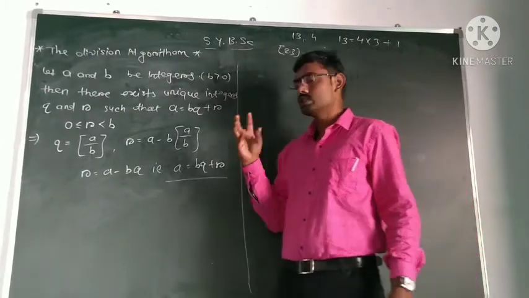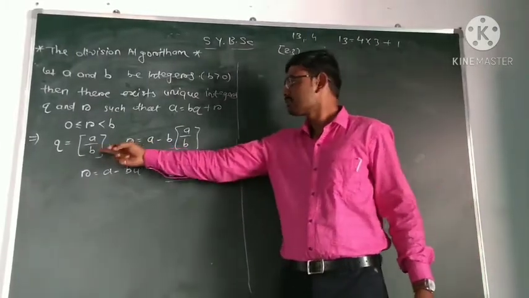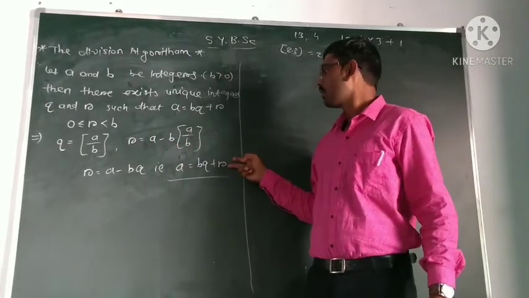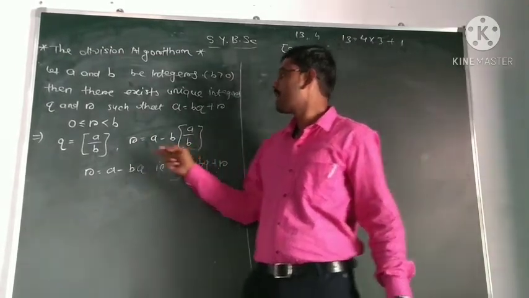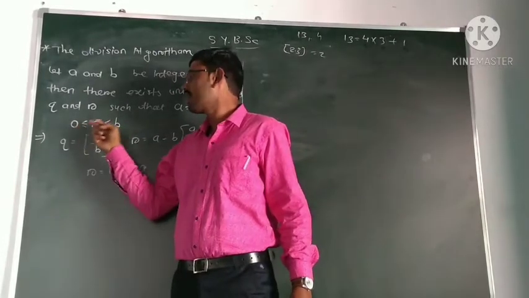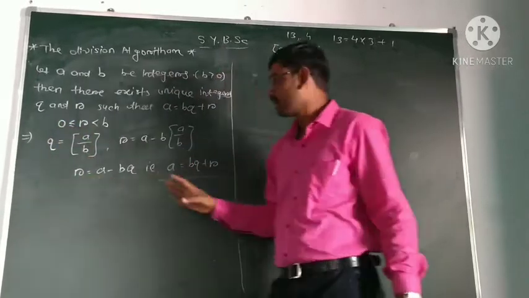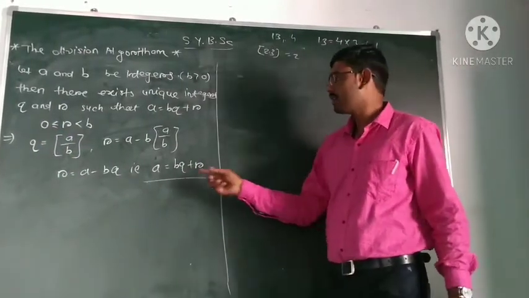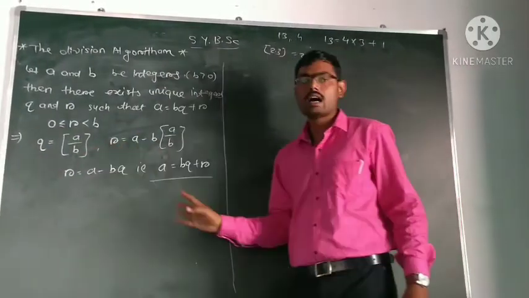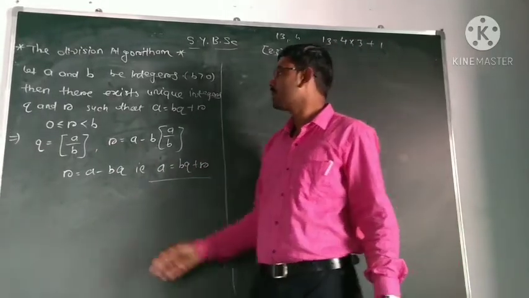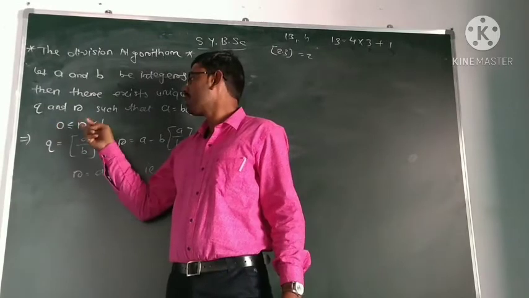We have also shown that there are integers q and r such that a is equal to bq plus r. Now we have to show that this r is always greater than or equal to 0 and less than b, and then we have to show that q and r are unique. We have just shown that we can find the numbers q and r so that a is equal to bq plus r.